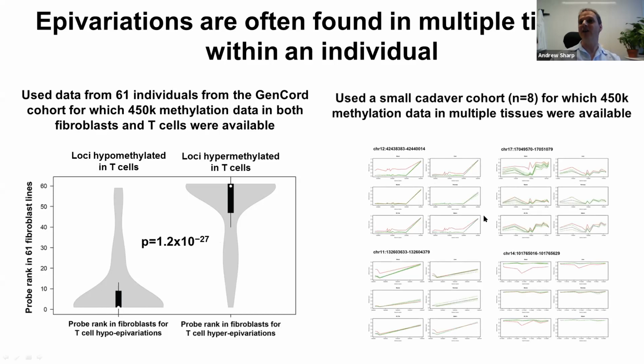We then looked also in another cohort, a small cohort of cadavers where there were multiple tissues available. We called epivariations in the blood, the top left plot in each one. Here you can see outliers in the majority of tissues, but not all. So here's one where it's not present, I can't read that, I think it's adipose tissue. But usually the epivariations are present to some greater or lesser extent in other tissues of the body.